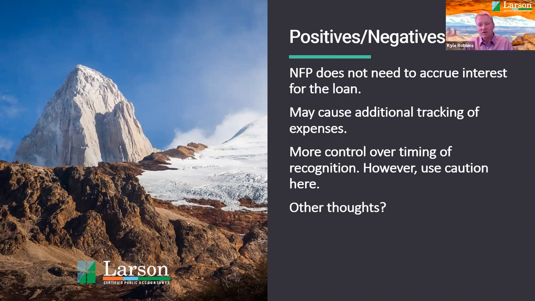The third thing is you do have more control over timing of recognition, but you've got to be careful with that. You don't want to pick an approach to manage your earnings. You want to have good, solid explanations and purpose behind which approach you take, not just, hey, next year we're probably not going to have as much contributions, so we're going to take approach 3. Like that's not a good reason behind it, because that's kind of managing your earnings.